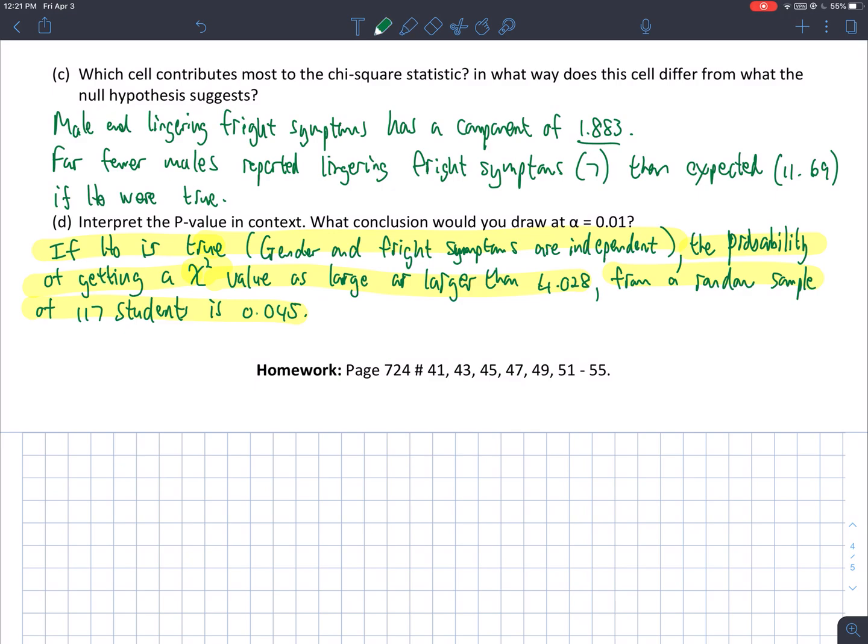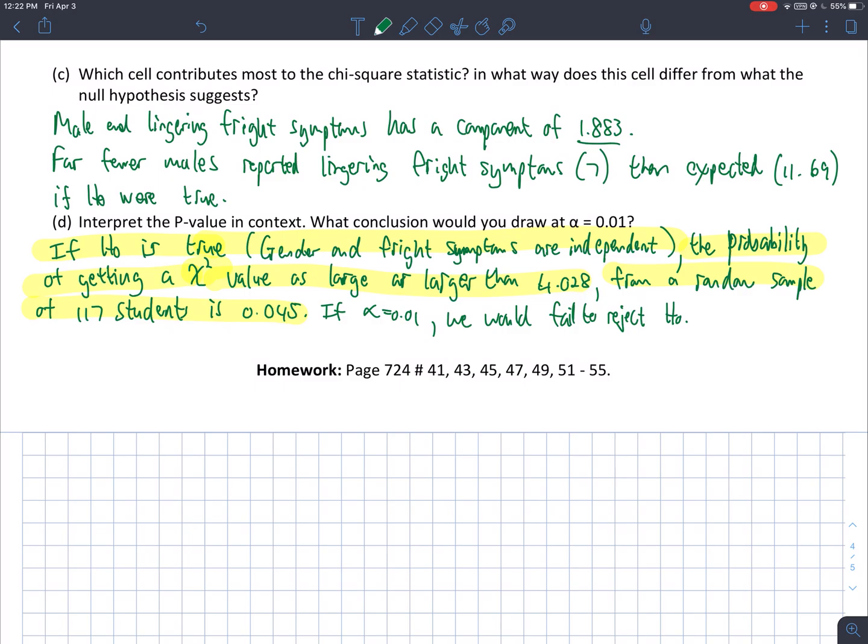And then what conclusion would you draw at significance level 0.01? If alpha is 0.01, we would fail to reject the null hypothesis. And we wouldn't have significant evidence to conclude that gender and ongoing fright symptoms are not independent.